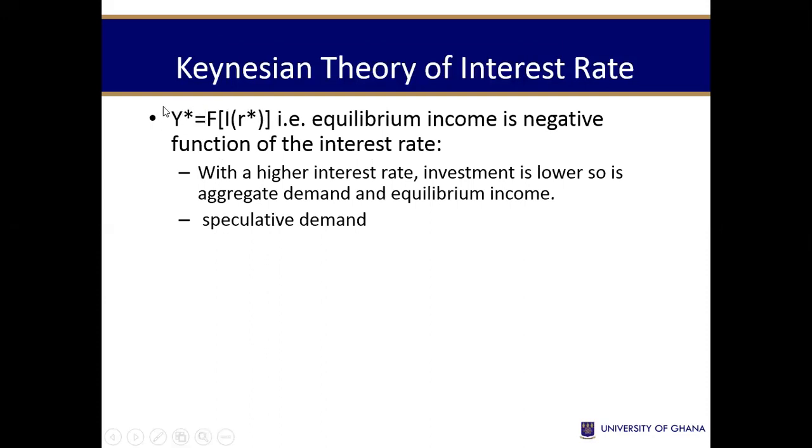The equation that we have here is just trying to link interest rate to output. Output is a function of investment, and investment too is a function of what? Of interest rate, which means that income is a function of interest rate. At a higher interest rate, we know that investment will be lower, which is causing a reduction in aggregate demand. That is the reason why output will fall. So there's an inverse relationship between interest rate and the level of output or the equilibrium income.